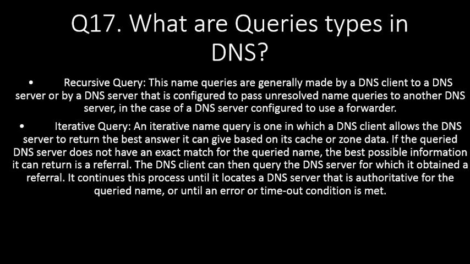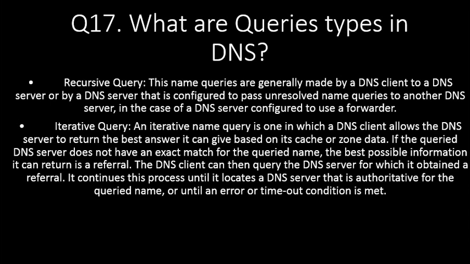Question number 17. What are the query types in DNS? There are two types of query in DNS. First, recursive query. This name query is generally made by a DNS client to a DNS server, or by a DNS server that is configured to pass unresolved name queries to another DNS server, in the case of a DNS server configured to use a forwarder.